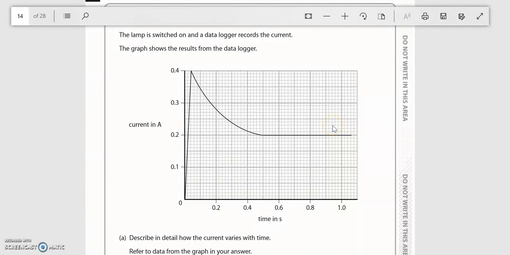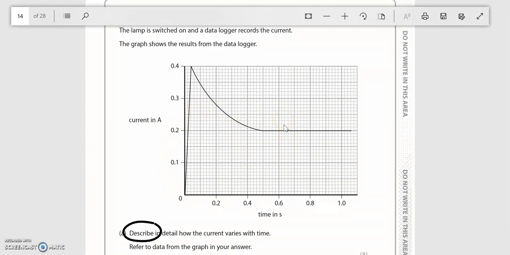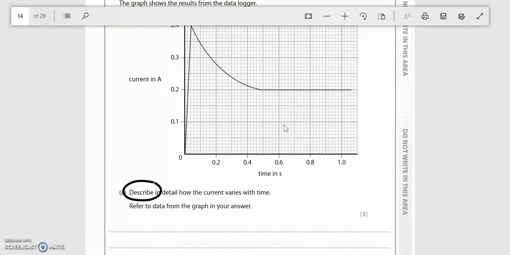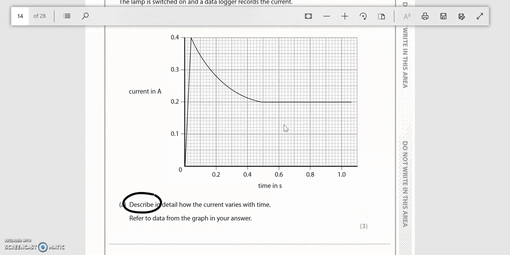The first part of this question asks you to describe a graph in detail. You don't really need to know anything about a filament lamp at this point, you're just describing the graph. There's lots of things that you could say here. Be as specific as possible. So quote numbers from the graph.